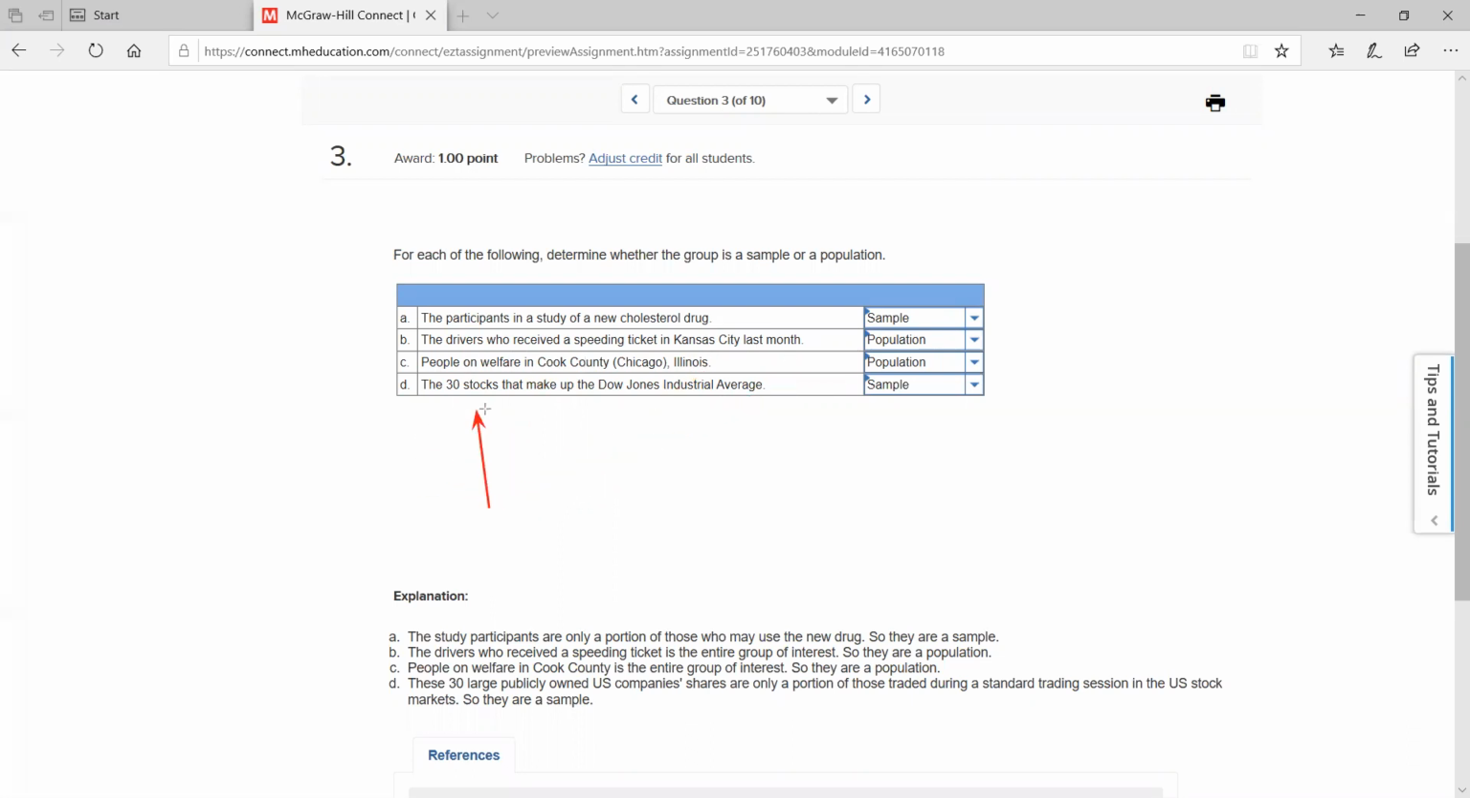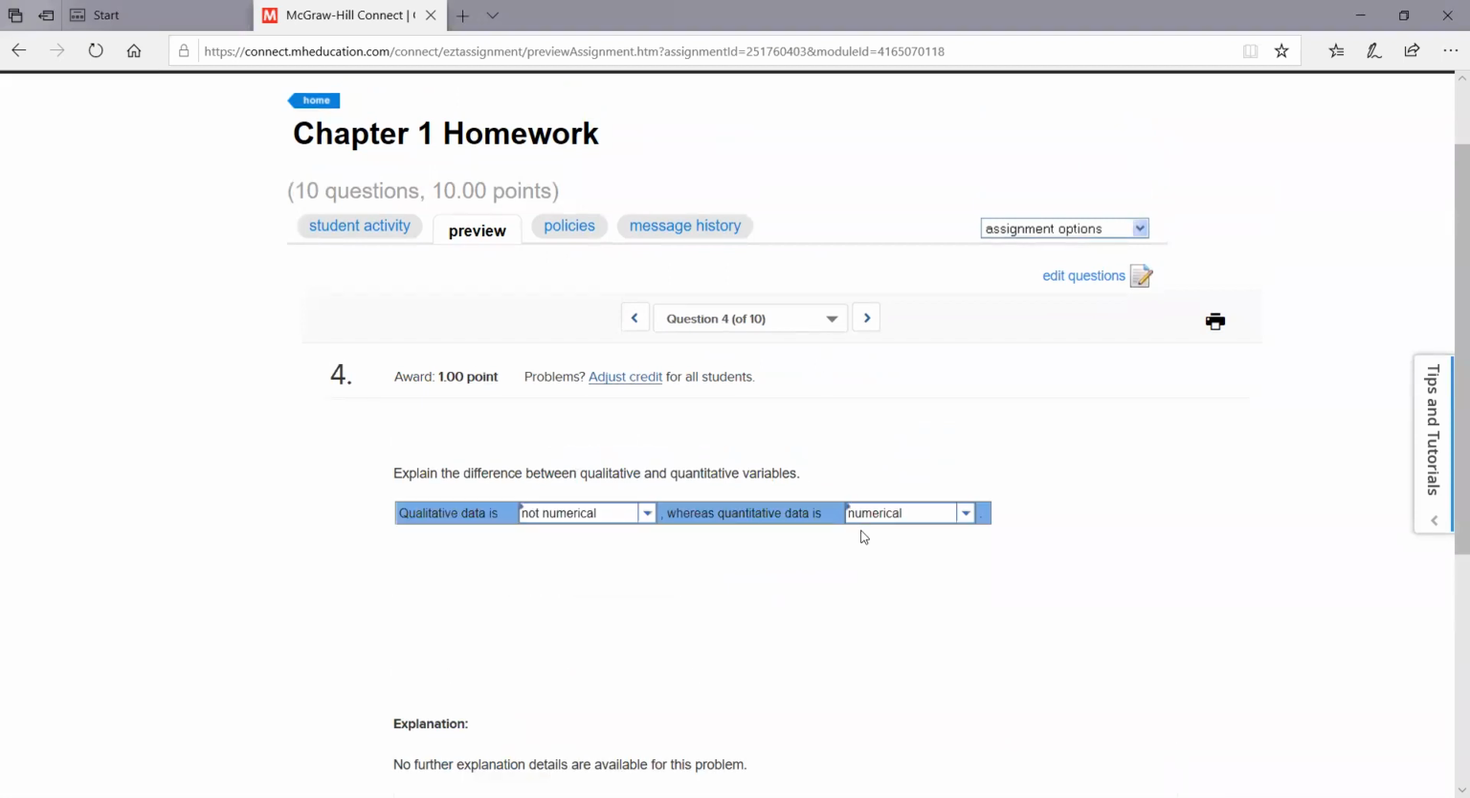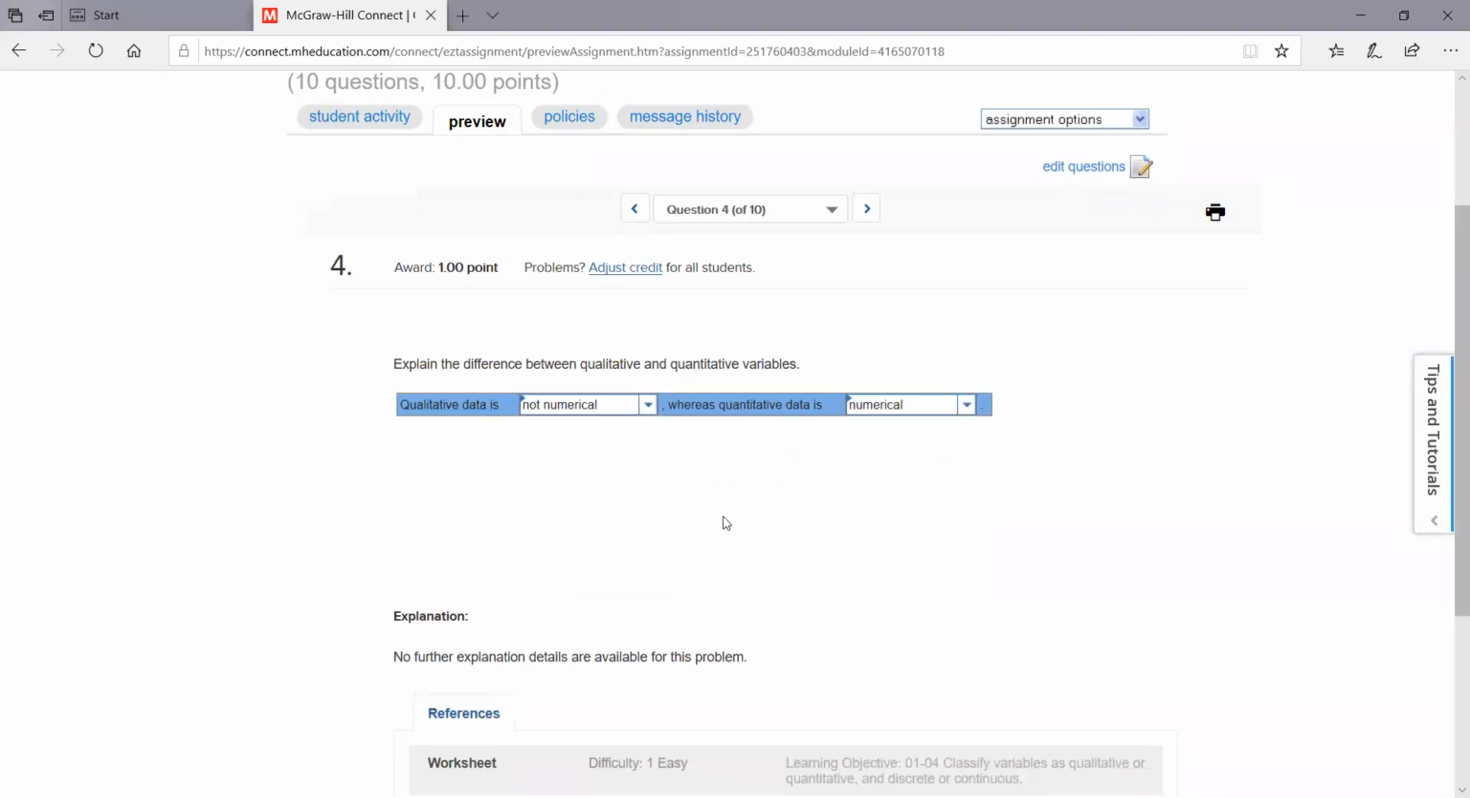And then finally, the 30 stocks that make up the Dow Jones, where there's more than 30 stocks being sold. So that's definitely going to be a sample. All right, that is number 3. Let's check out number 4. And then we'll talk about the difference between qualitative and quantitative.